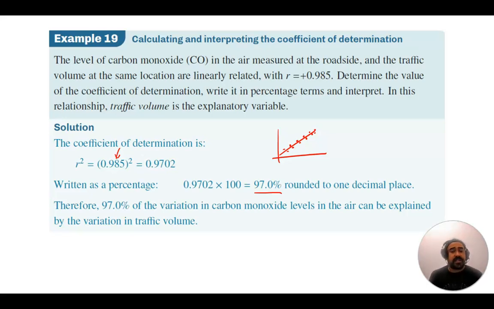So we can say that 97% of the variation in carbon monoxide levels in the air, like that little bit that kind of strays away, can be explained by the variation in the traffic volume, because that traffic volume also doesn't have that much variation to it. Okay, they're pretty close to that line, so we can say 97% certainty, if you want to use that as a word, of a variation in one is explained by the variation of the other. Maybe the other 3% could be other stuff, like any other carbon monoxide that can contribute to that particular area, but it's pretty clear that it is coming from the traffic volume.